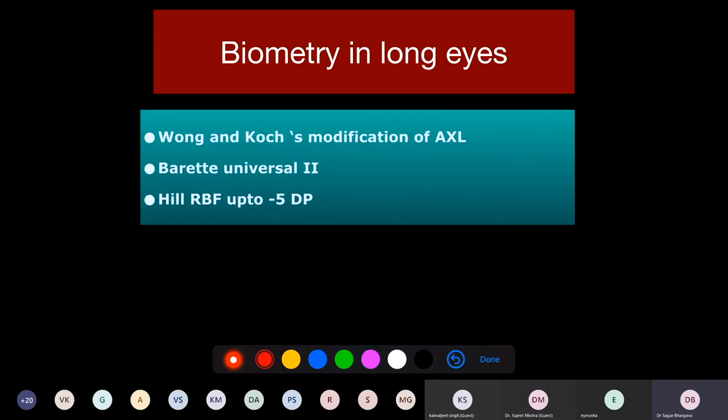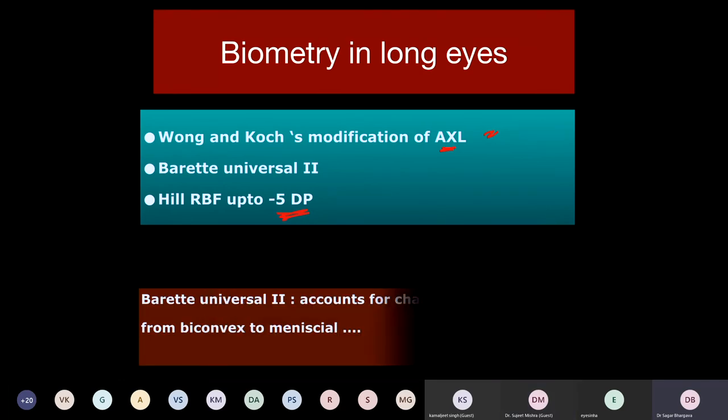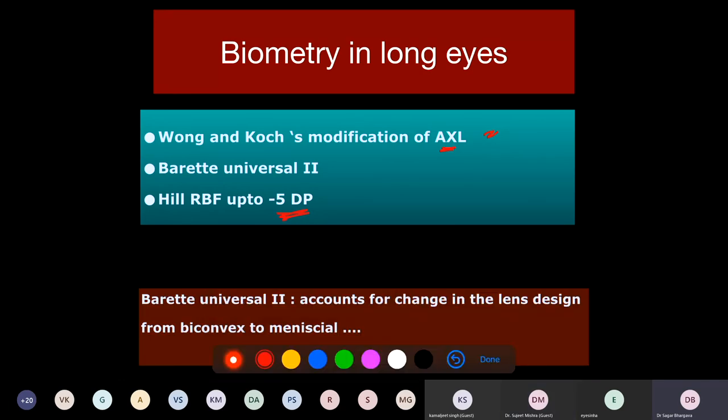So for biometry in long eyes, the three formulas that are mentioned are the Wang-Cox modification of axial length, which uses the IOLMaster axial length or optical biometry axial length, Barrett Universal 2, and Hill RBF, which can be done up to minus 5. That's the limit for that. Barrett's 2 also accounts for change of lens design from biconvex to meniscal.